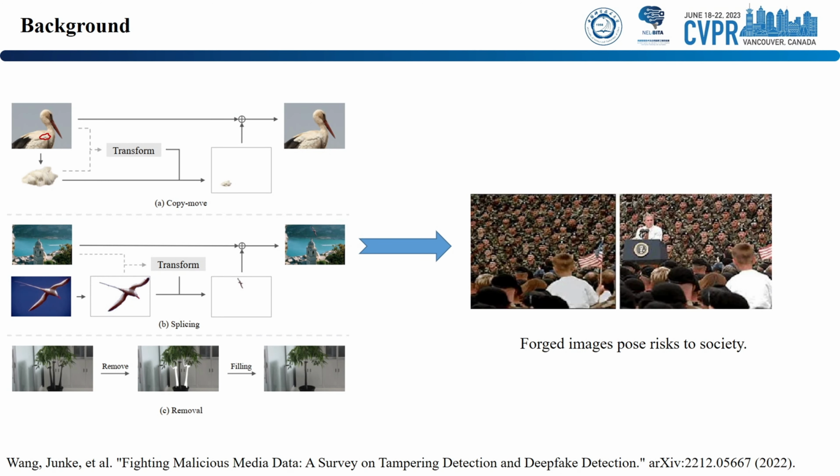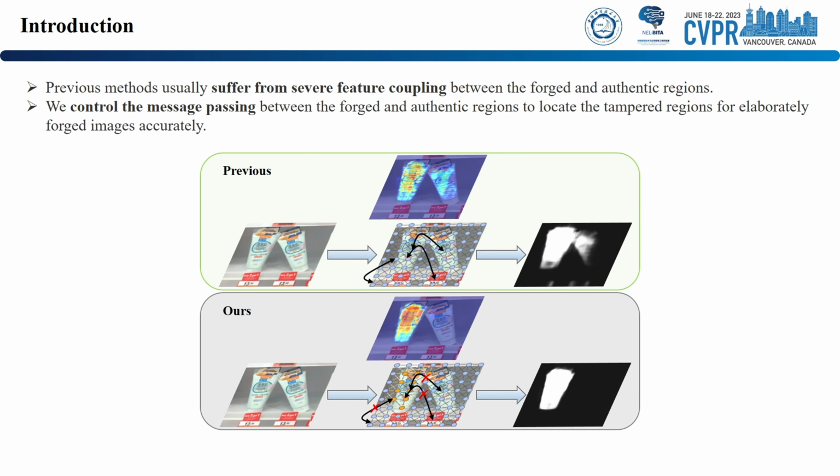First is the background. Nowadays, it is very easy to edit pictures through tools such as Photoshop. These forged or manipulated images pose risks in various fields, such as removing copyright watermarks and generating fake news. Although deep learning-based methods achieve remarkable progress, most of them usually suffer from severe feature coupling between the forged and authentic regions. These methods do not decouple the features between fake and real regions, which makes it difficult to accurately locate tampered regions for carefully forged images.